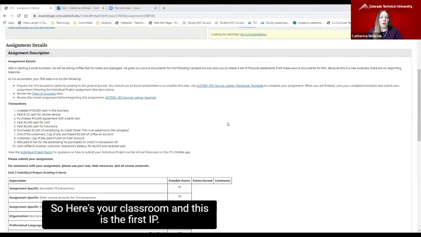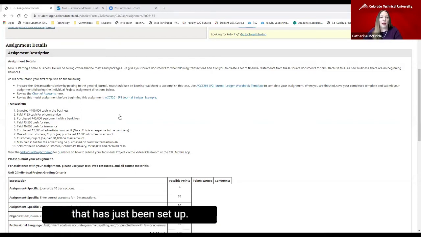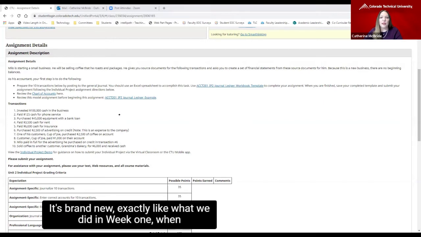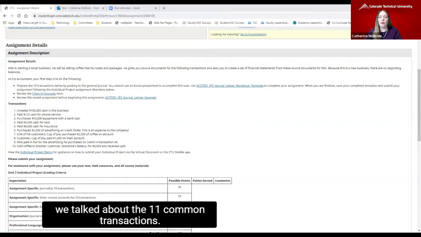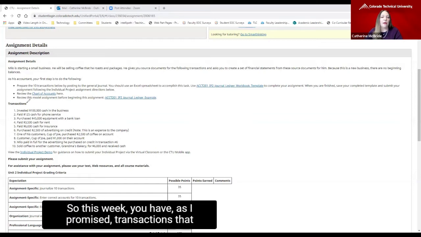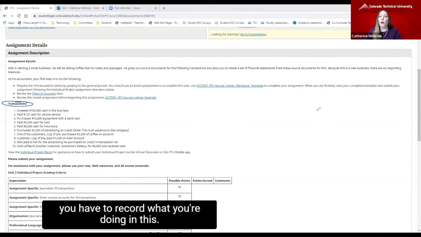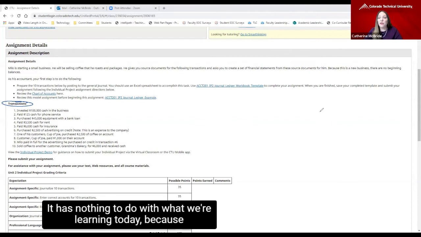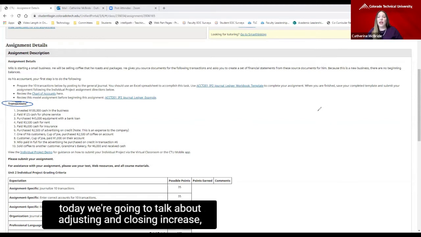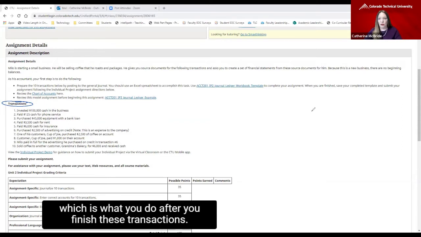I pulled up our classroom. So here's your classroom, and this is the first IP. The first thing that you have to do is it's a company that has just been set up. It's brand new, exactly like what we did in week 1 when we talked about those 11 common transactions. So this week you have, as I promised, transactions that you have to record. What you're doing in this IP has nothing to do with what we're learning today, because today we're going to talk about adjusting and closing entries, which is what you do after you finish these transactions.